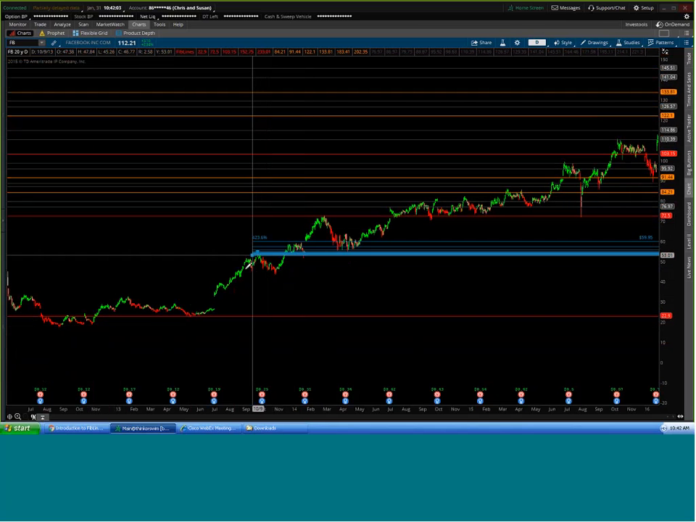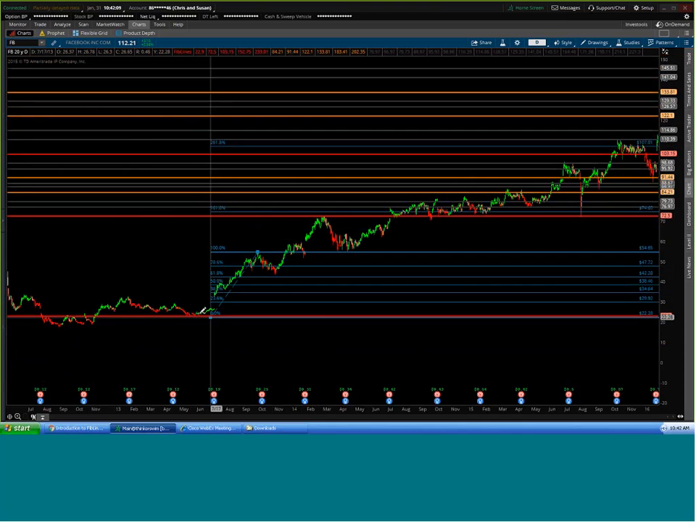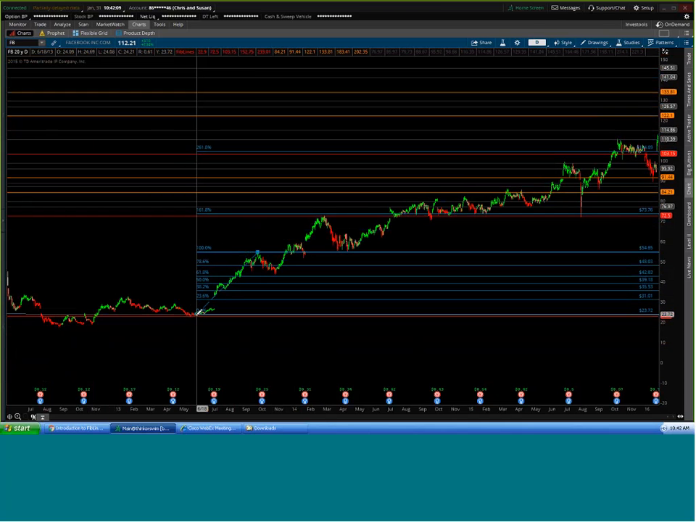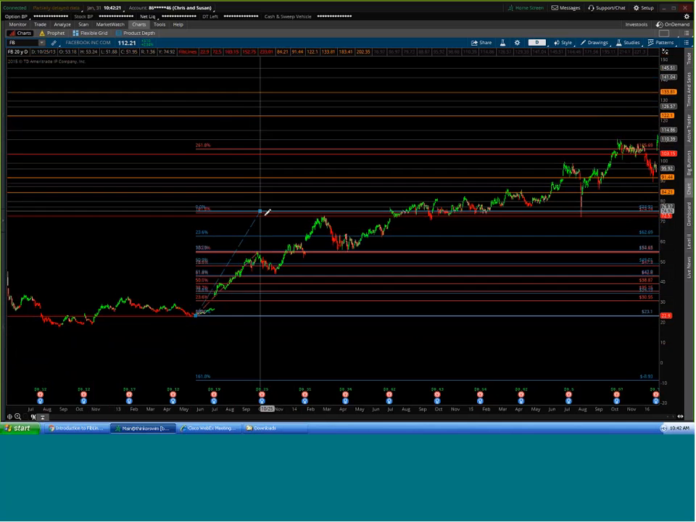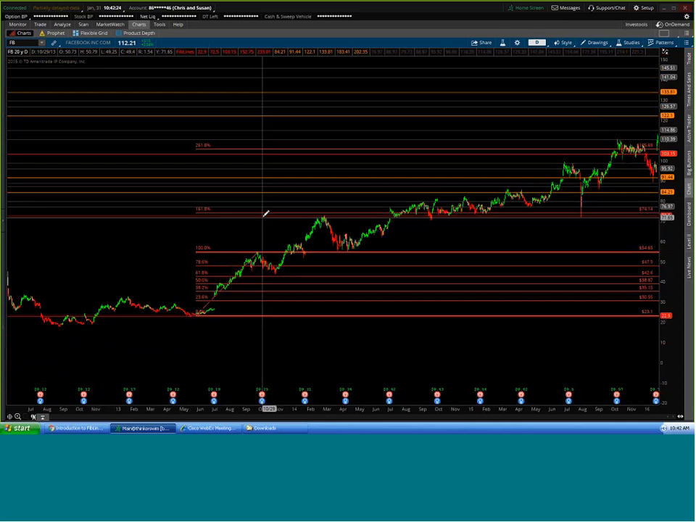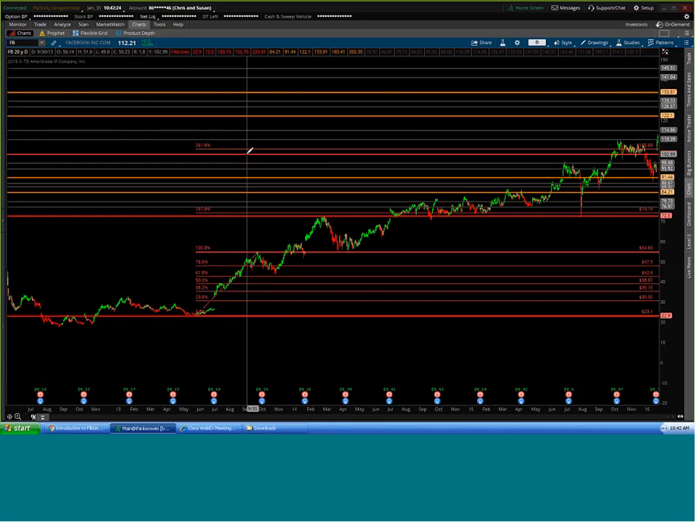We can go ahead and select our fib tools and drag down to the Wave 1 bottom here. And you'll notice something uncanny: the numbers are almost exactly in the same place. They're very close. For example, the 161 is very, very close here to where my 100% line was, and the 261 is not very far off from where my 161 line is.